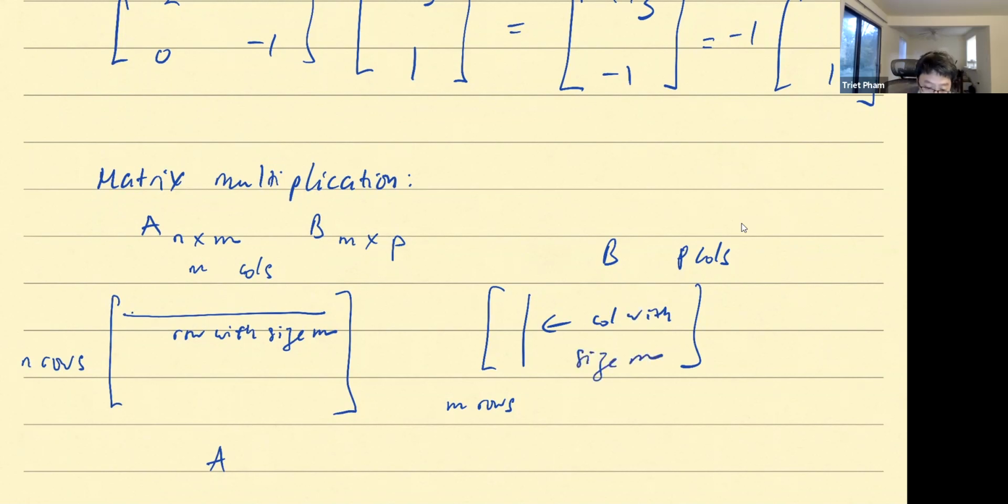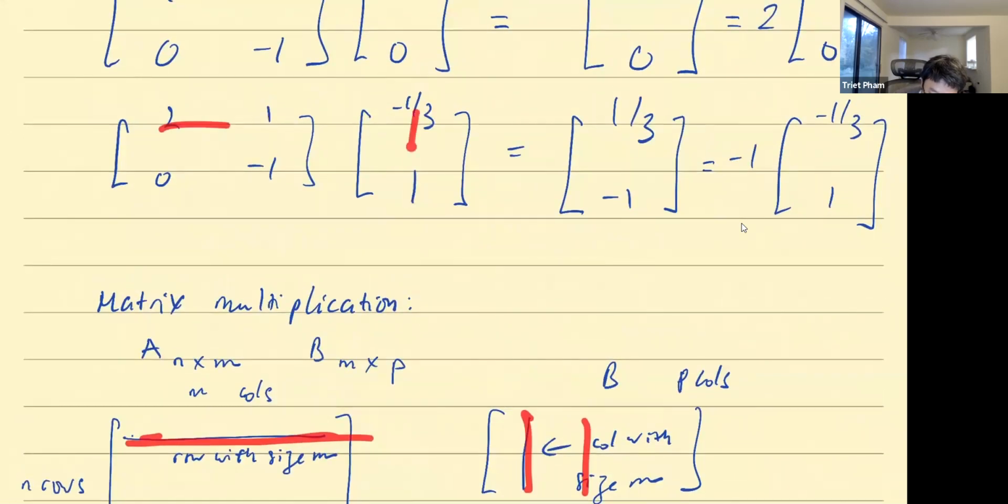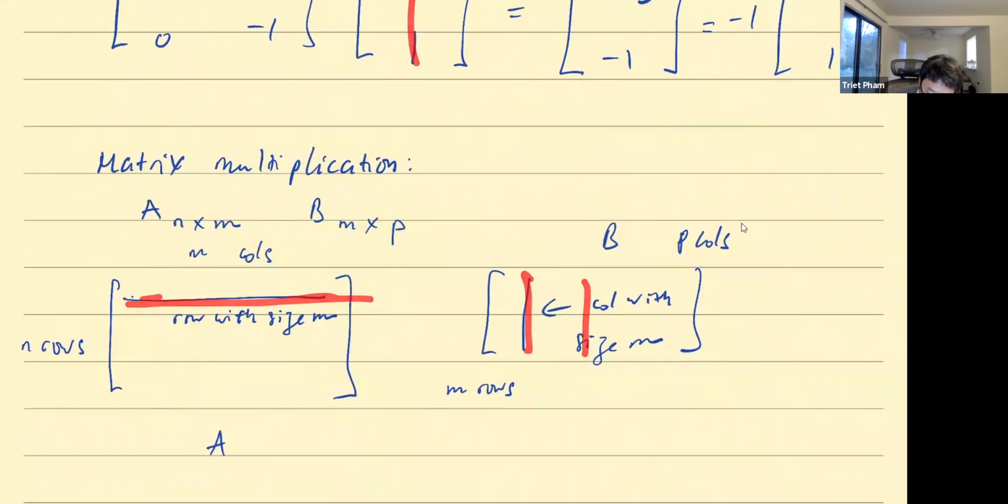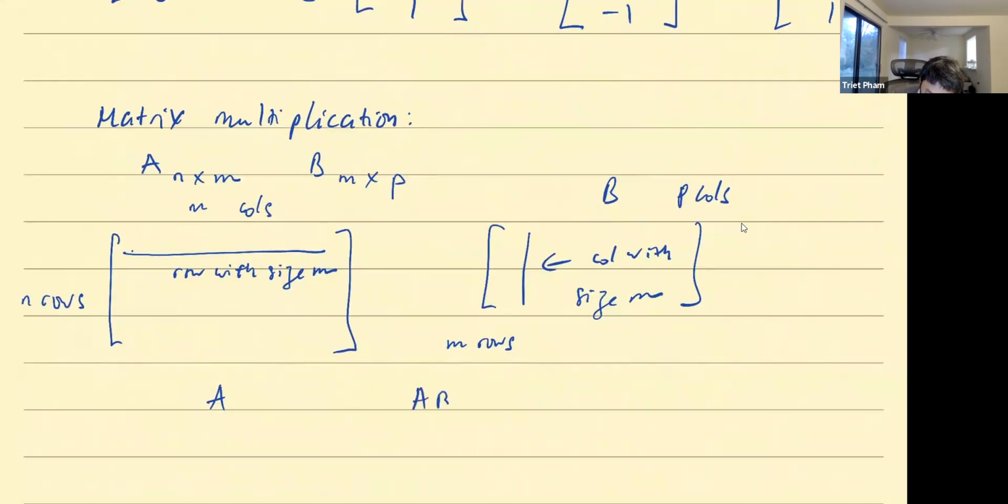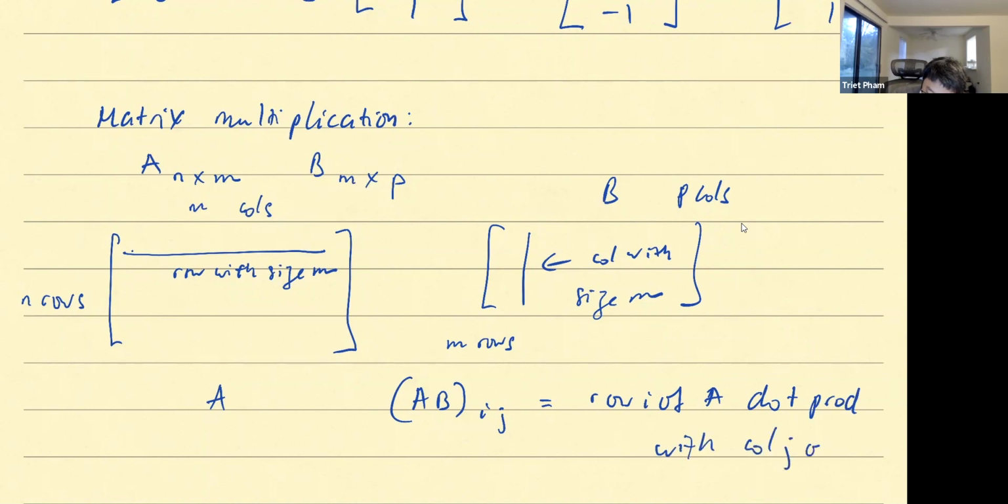So that's exactly why the M must match, because then you just multiply row with column, right? And you put it corresponding to the position. So the product, the position, let's say ij, will be row i of A dot product with column j of B. Okay, so that's why rows of A and columns of B must match in dimension.